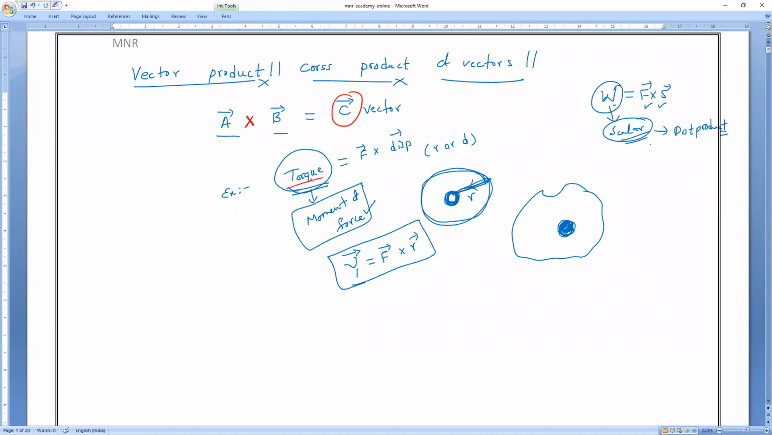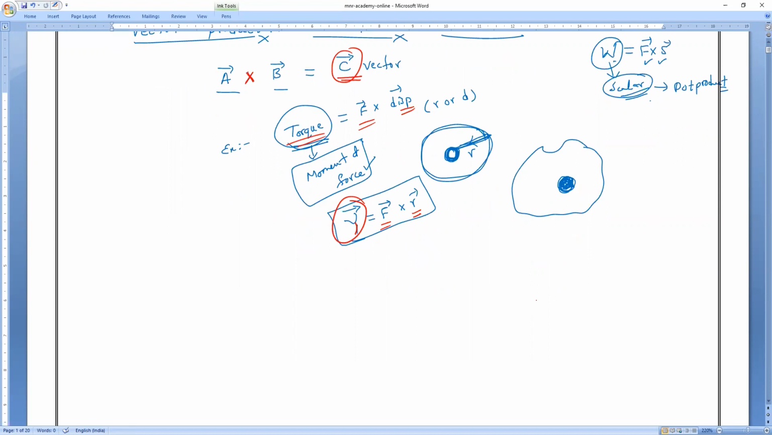Torque's formula is equal to force into displacement. Torque is also a vector quantity. The symbol of torque is this one. Force is also a vector quantity and displacement is also a vector quantity. So vector multiplied by vector, again we are getting a vector quantity. Understand?